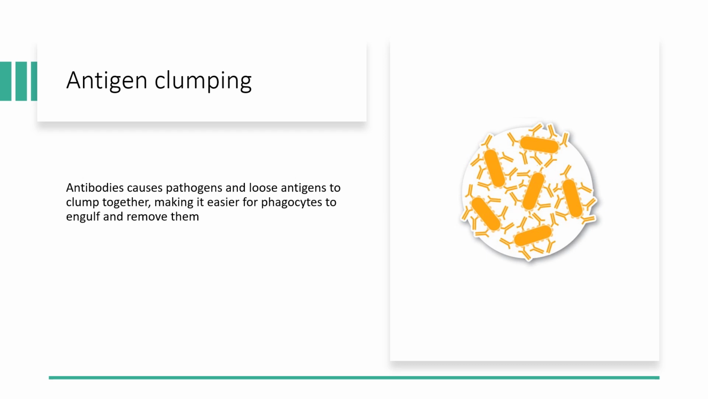Antibodies can also cause antigen clumping. When many antibodies bind to antigens on a pathogen, it can cause them to clump together. This also makes it easier for phagocytes to efficiently engulf and remove the pathogens.